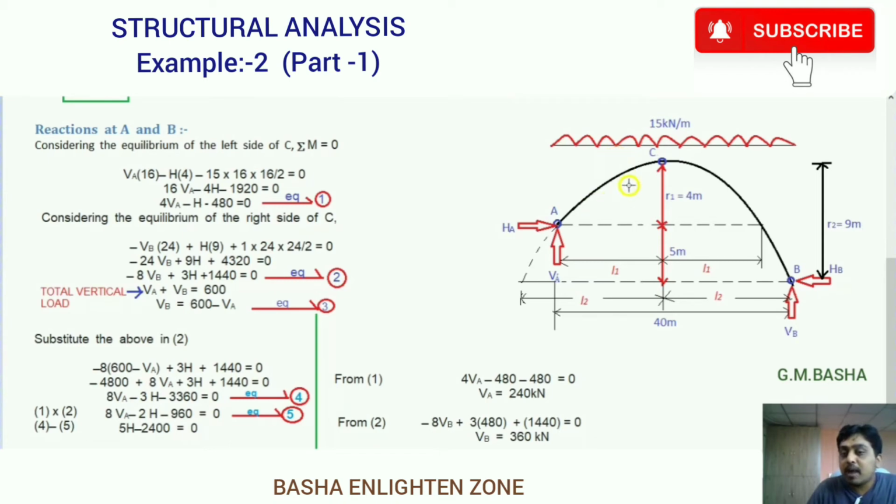That is, sigma Mc, the sum of the moments about C, will be equal to 0 only for the left part. Clockwise moments are taken positive and anti-clockwise moments are taken negative. Here, the vertical reaction at A into this L1. You already know the L1 value, so please mention that L1 value here; then it will be very easy for your simplification. L1 is 16 meters. And again, this L2 value will be equal to 24 meters.